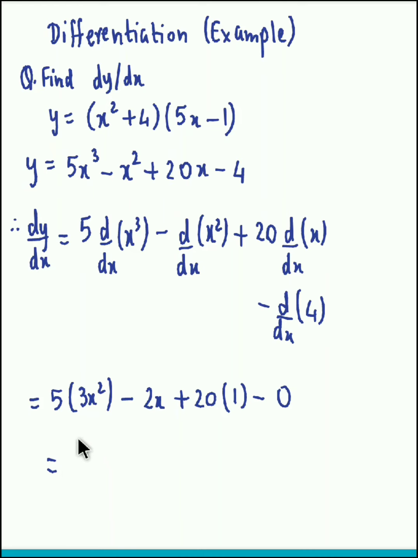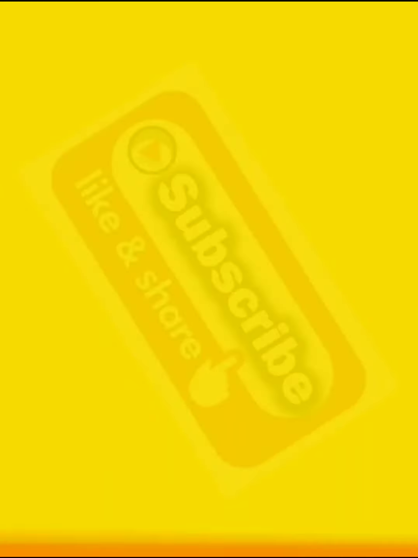So therefore the derivative value is 5 3s are, so that gives us 15x square minus 2x plus 20. So this is the value for dy by dx.